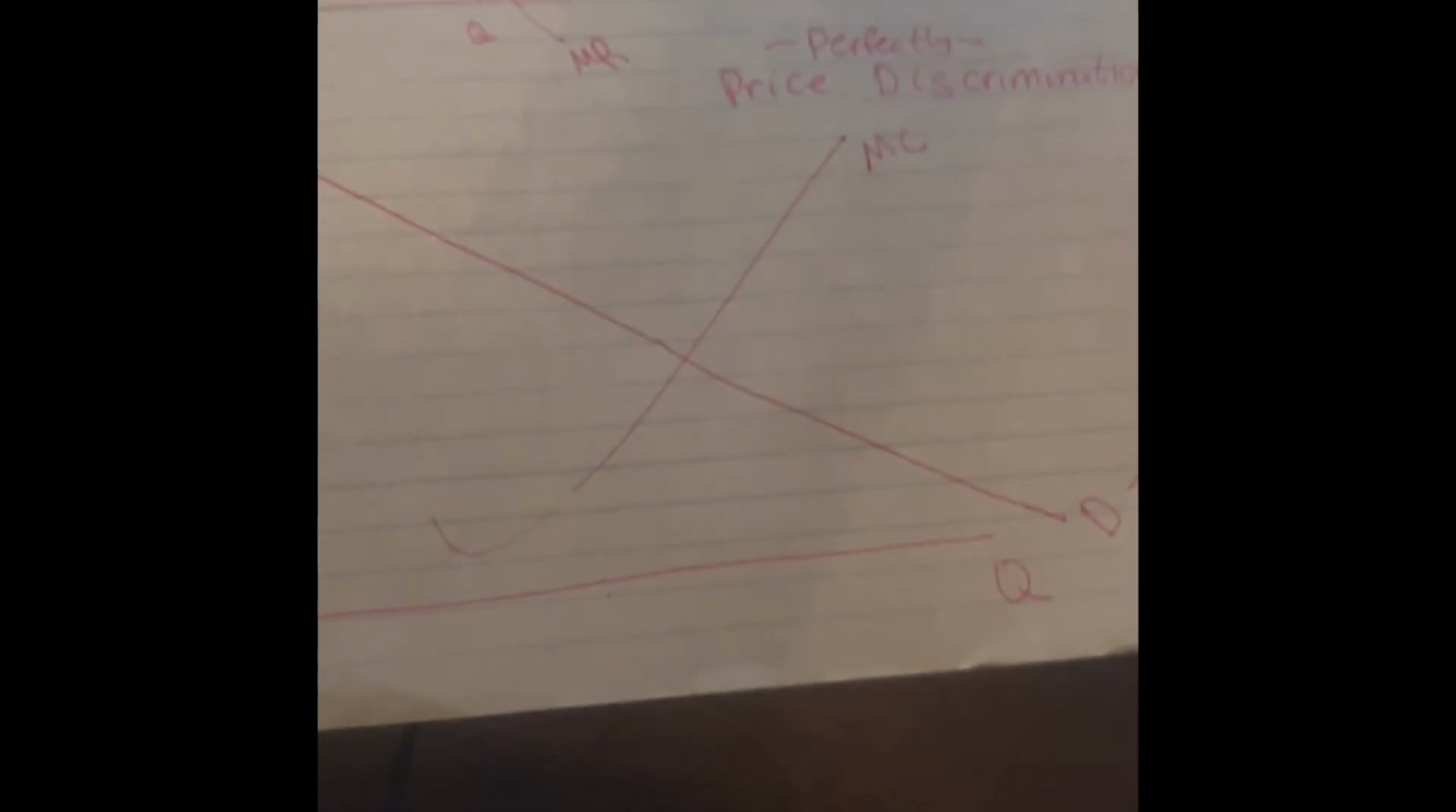So down here you still have quantity, and up here you still have price. And for this, then you would draw in the marginal cost curve, like usual, and you can do your average total cost, which still intersects at the lowest point on the marginal cost curve.